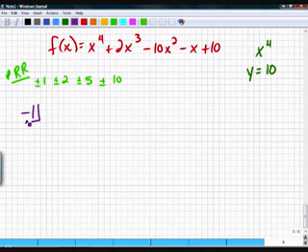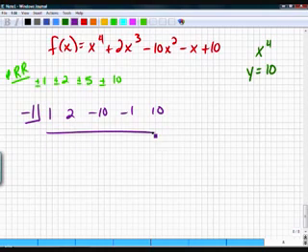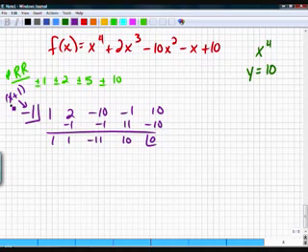Try -1, and then you never have to go through your whole list again. 1, 2, -10, -1, 10; 1, -1, 1, -1, -11, +11, 10, -10, 0. You've broken it down once. Okay, you've broken it down into x plus 1 times this stuff.